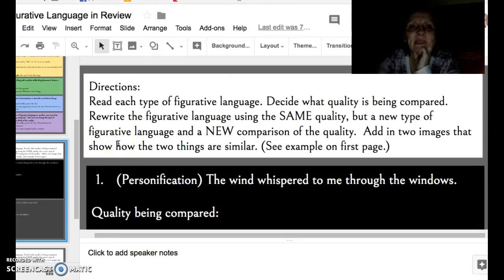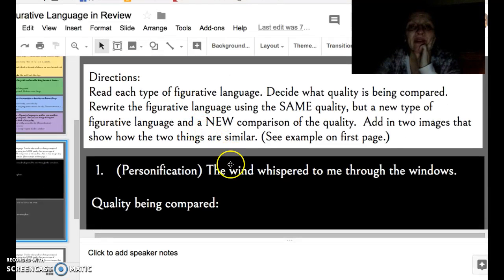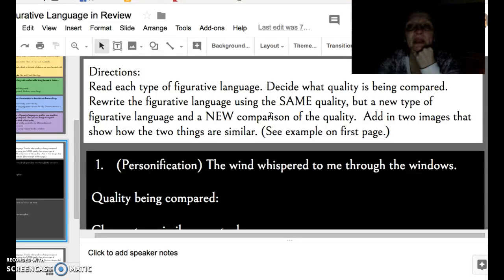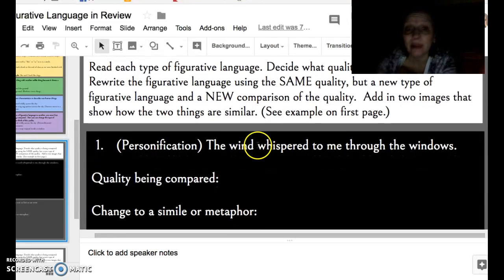So then we go down to the next page, and you're going to read the different types of figurative language and decide what quality is being compared, and then rewrite that figurative language using the same quality, but a new type of figurative language and a new comparison of the quality. This is important that you think about the quality being compared first.